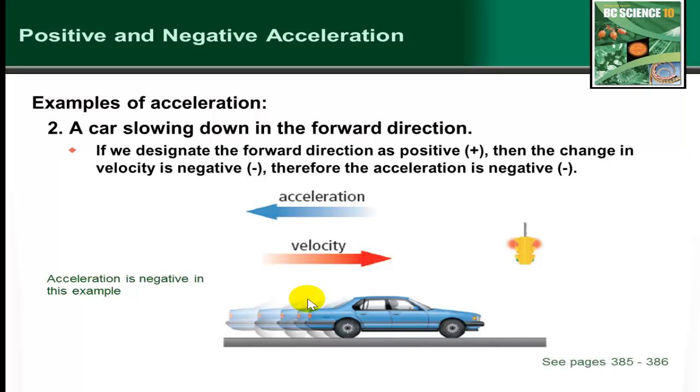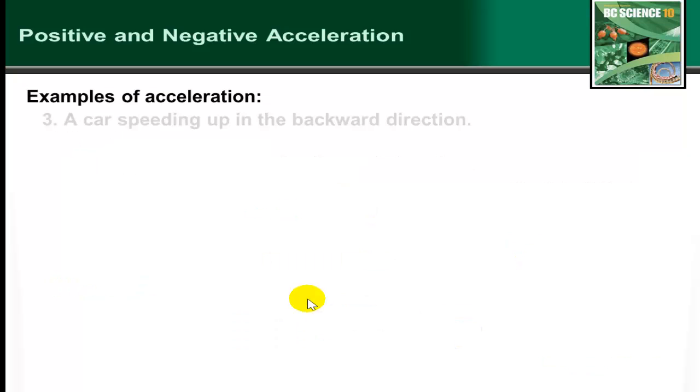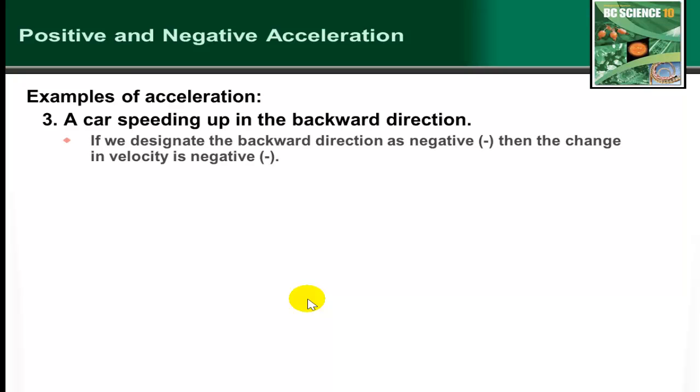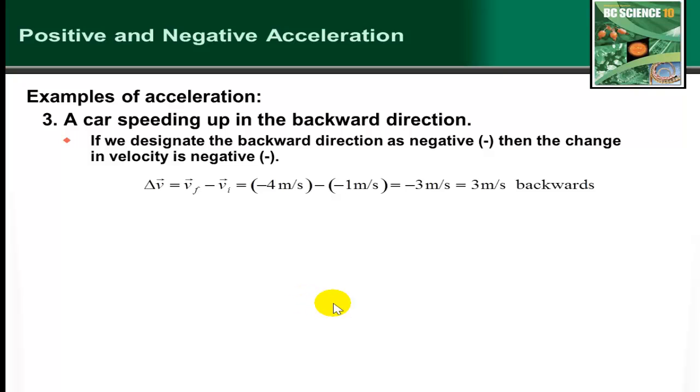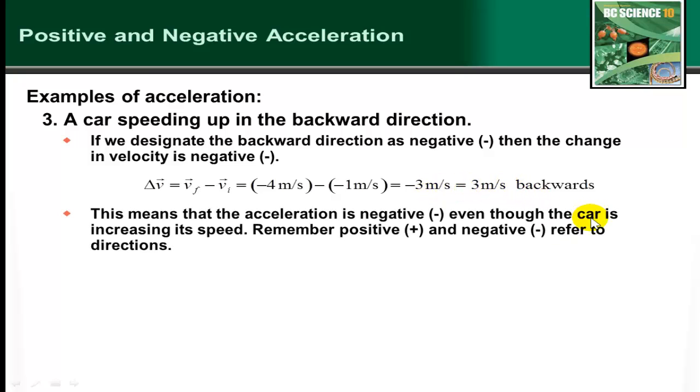There is another possibility, of course. Possibilities are a car speeding up in the backward direction. Now, if we designate the backward direction as negative, then the change in velocity is also negative. And that, of course, is what it looks like in terms of the actual calculation. The final velocity minus the initial velocity equals 3 meters per second backwards. This means that the acceleration is negative even though the car is increasing its speed.